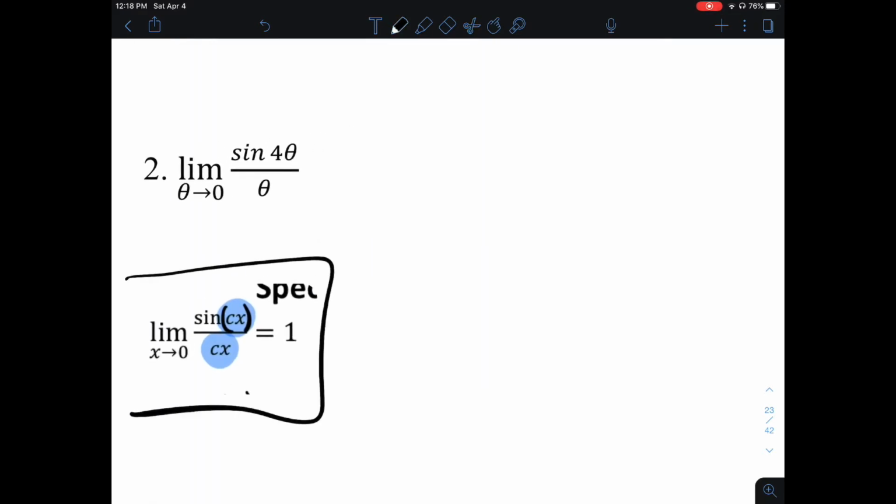If we can manipulate this equation so that we have sine of an angle over the same angle, we know this limit's going to be 1. But you notice the sine of the angle is 4 theta. You can't do anything with this angle. That cannot change. But it's not being divided by the same angle. So how can we fix that? Well, let me tell you how we can fix this.